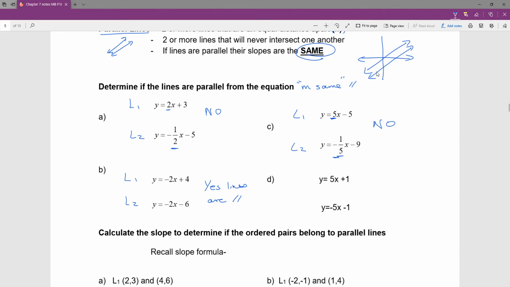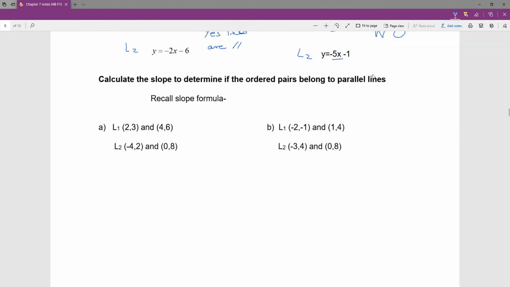And the last one down here, if I take a look at line 1 and line 2, they both have a coefficient of 5, but one is positive and one is negative. So no, they are not parallel. So all we're doing when we're comparing two lines in slope-intercept form is looking for the exact same coefficient on the x. And from that, we could say that the two lines are parallel.